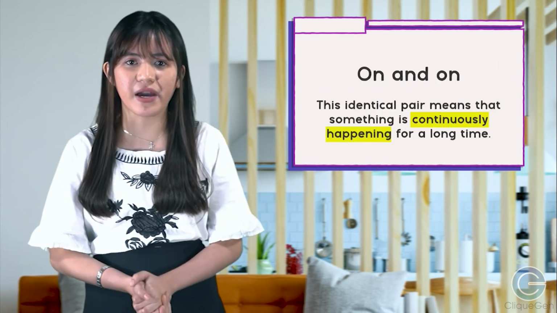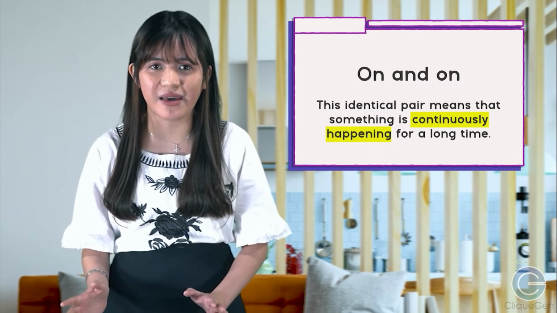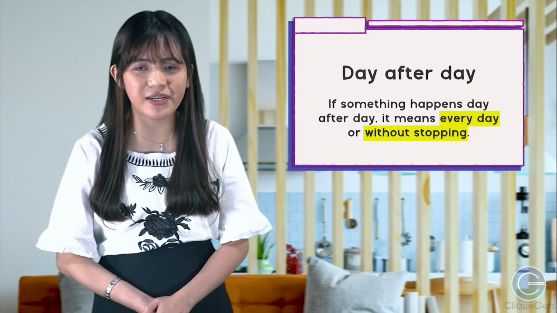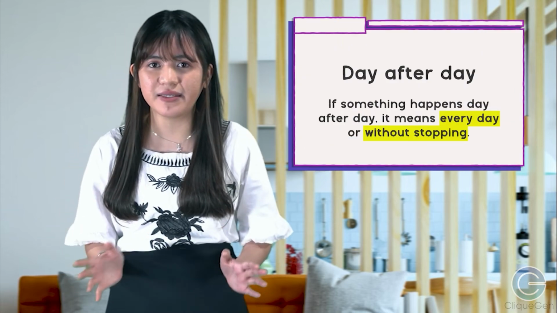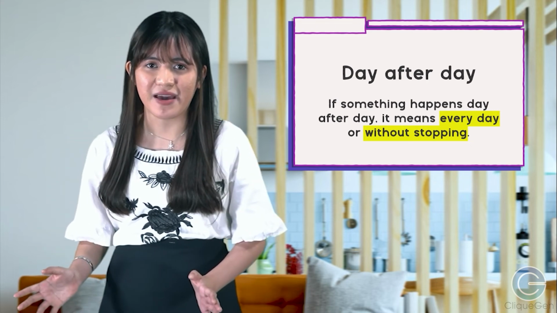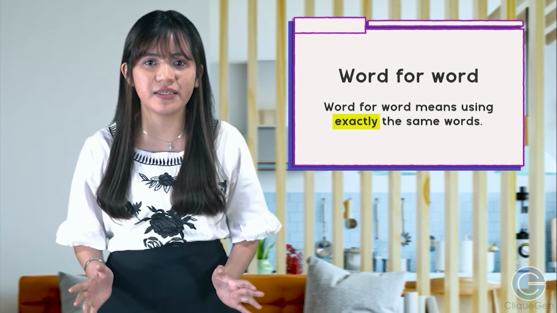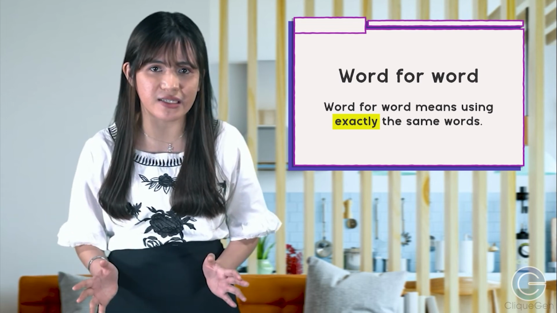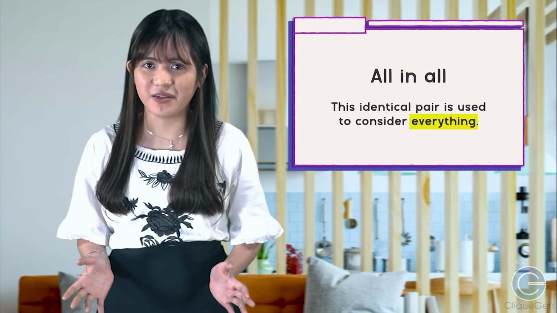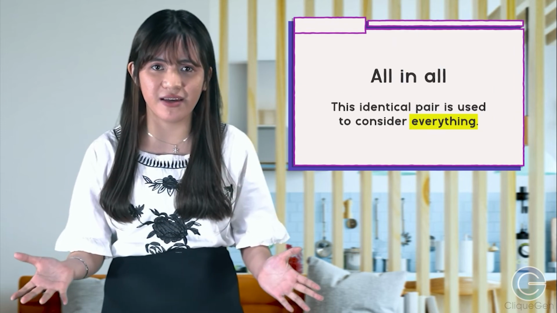This identical pair means that something is continuously happening for a long time. Day after day. If something happens day after day, it means every day or without stopping. Word for word. Word for word means using exactly the same words. All in all. This identical pair is used to consider everything.